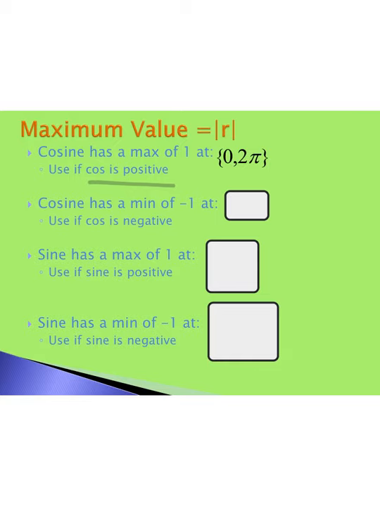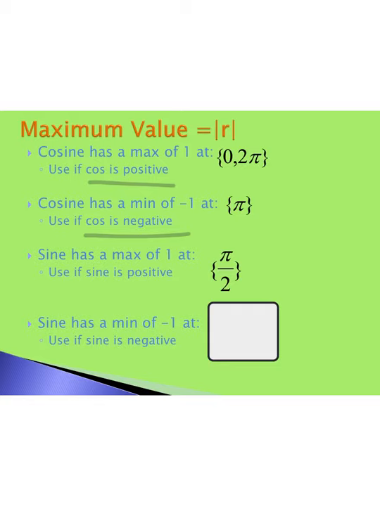For the minimum, the cosine has a minimum value of -1 at pi. If we had a negative cosine, that would flip this minimum to make it a maximum. So again, I would be using pi if I had a negative cosine function. For my sine function, it has a maximum value of 1 at pi over 2. So if the function I'm dealing with has a positive sine function, I would be using the angle pi over 2 to help me identify my maximum. And then we can identify that sine has a minimum of -1 at the angle 3 pi over 2.